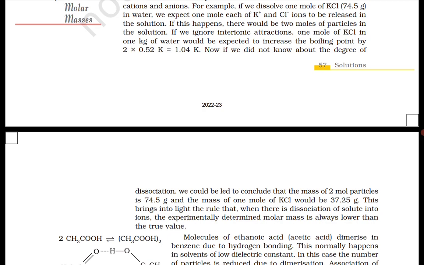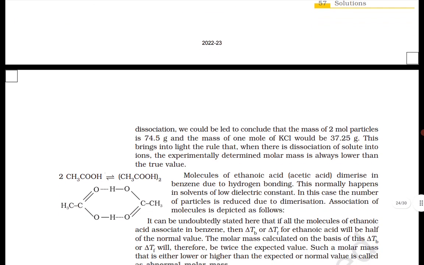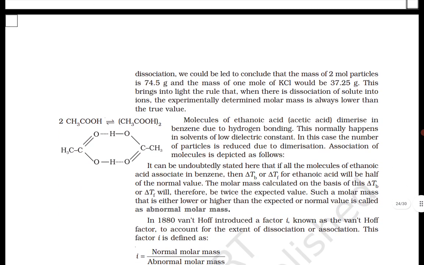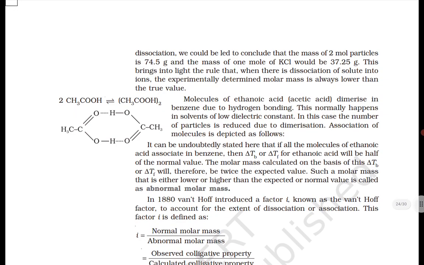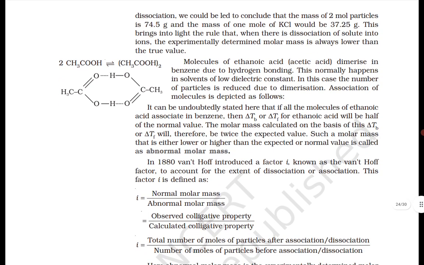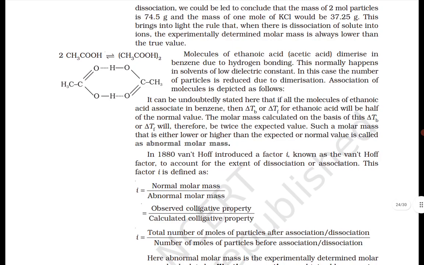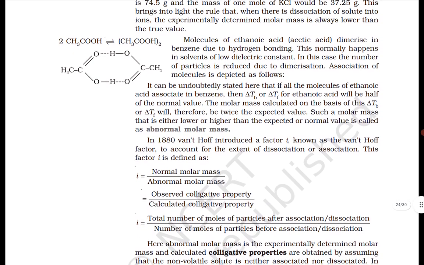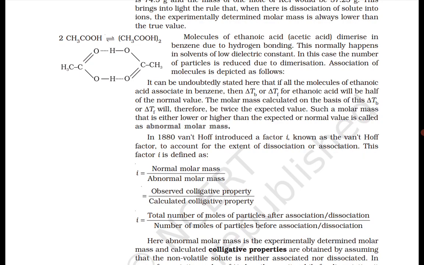Now, if we did not know about the degree of dissociation, we could be led to conclude that the mass of 2 mole particles is 74.5 gram and the mass of 1 mole of KCl would be 37.25 gram. This brings into light the rule that when there is dissociation of solute into ions, the experimentally determined molar mass is always lower than the true value.